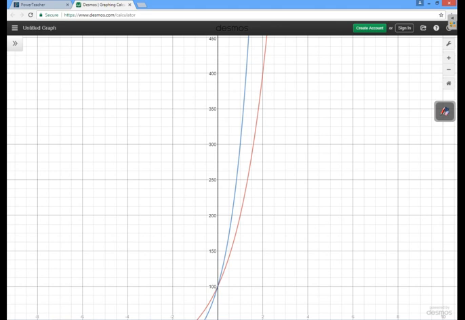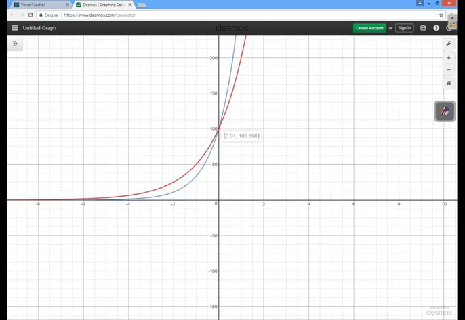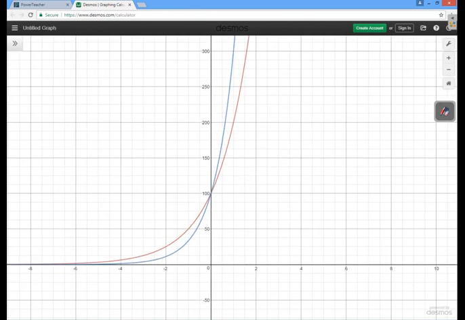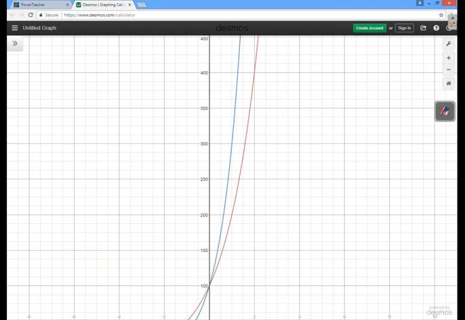Okay, so you see that they both have an initial value of 100, right? If you look right here, they both have an initial value of 100. And then we see that the blue one is growing at a much faster rate than the red one, right? And remember that the blue one is the tripling one. Now, how did I make my graph? How did I play with my graph?